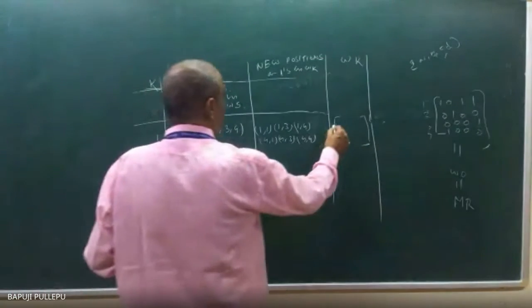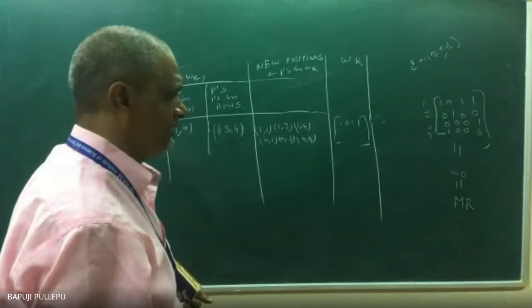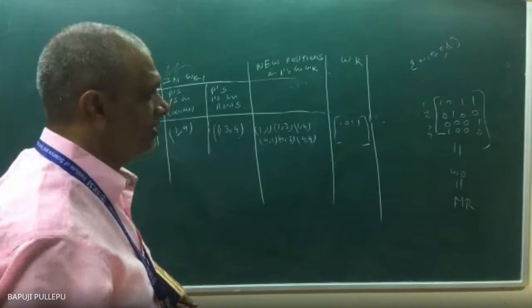One, 0, 1, 1. Very good. 1, 0. 1, 1. Next. With the 2, no relation, I think so. With 2, there is no relation. Blindly, what is there you can write. Yes, sir.